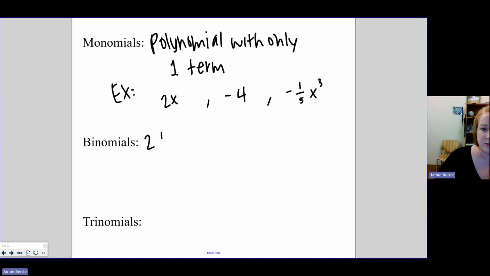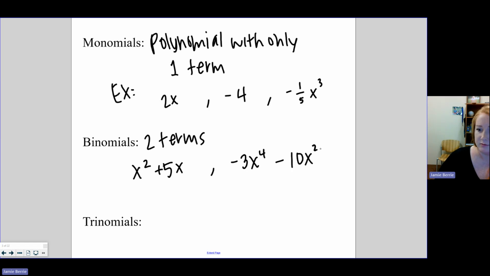Binomials have two terms. Bi means two. So binomials are going to be like x squared plus 5x, or -3x to the fourth minus 10x squared. Just making these up. Trinomials, that's what we're going to see the most of. Those have three terms, of course. Tri means three. This is going to be like what we're used to seeing with the directions, say, in factors, something like x squared minus 5x, let's say plus 20.